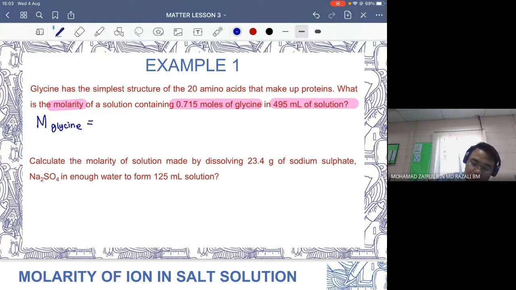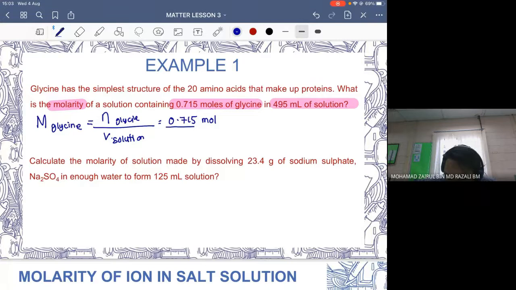Okay, we know that the molarity is equal to number of mole of solute. So the solute for this case siapa? Solute dia siapa? Glycine. Okay, glycine kan. So number of mole of glycine over volume of solution. So given in the question, the number of mole of glycine is 0.715 mole. Over, okay, given volume dalam ml. So you need to put to liter. So it's going to be 0.495 liter.